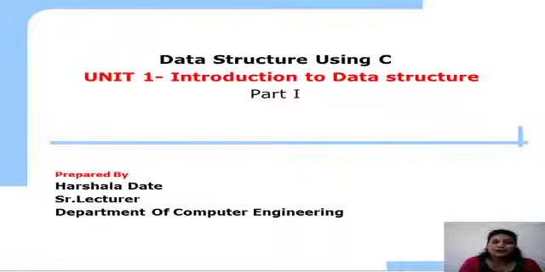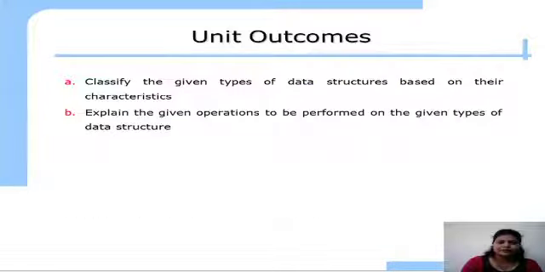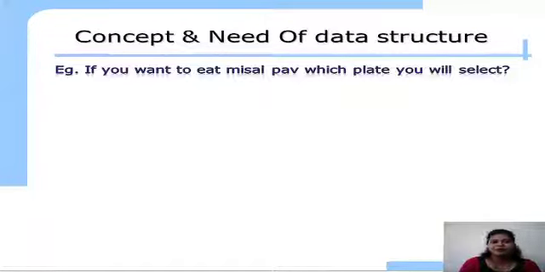Unit 1 is the introduction to data structure. These are the unit outcomes of this first unit. Classify the given types of data structure based on characteristics and explain the operation on the data structure. At the end of the video, you will get both answers from this video. Okay, so let us start the data structure.